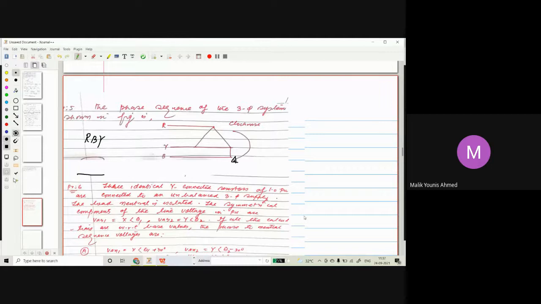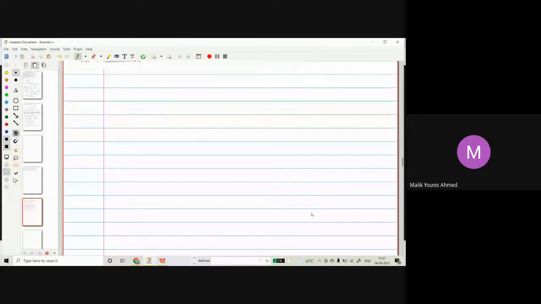Just I will draw it somewhere. Okay, so the first cycle we will have R. Okay, then the second cycle we will have B.